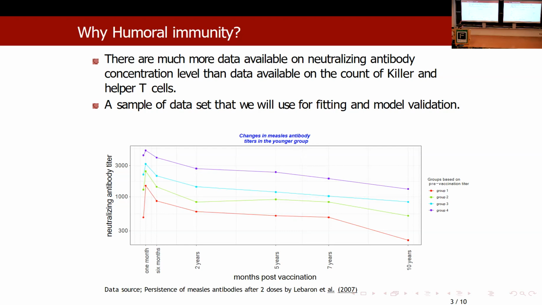This is the type of data that we are supposed to use later on for fitting and model validation. As you see, these are post-second vaccine dose measurements, and it shows the neutralizing antibody titer and how it is decreasing over time. This data set is longitudinal, which is good, because they have measured it for about 10 years.